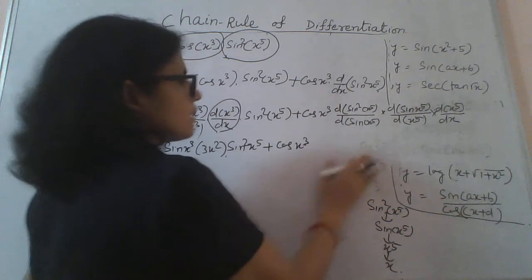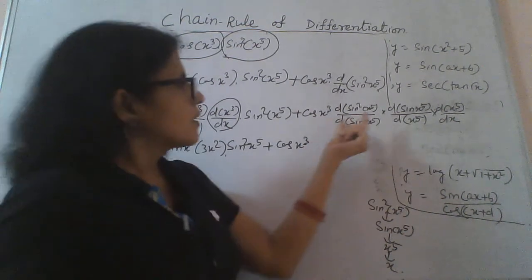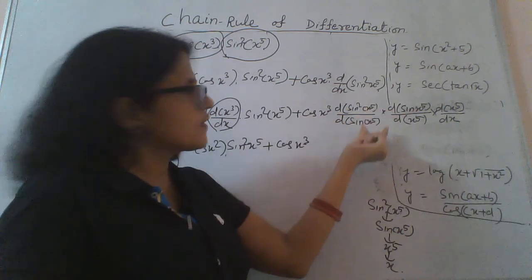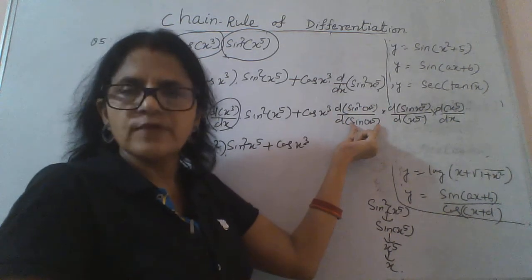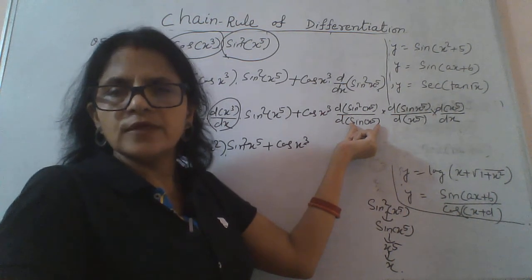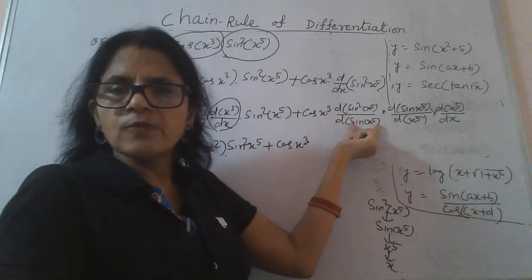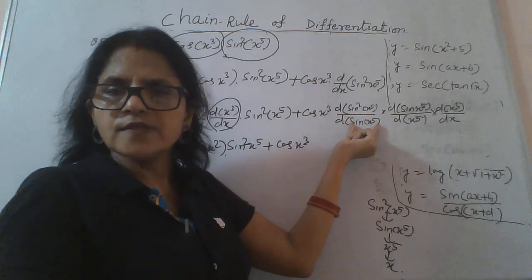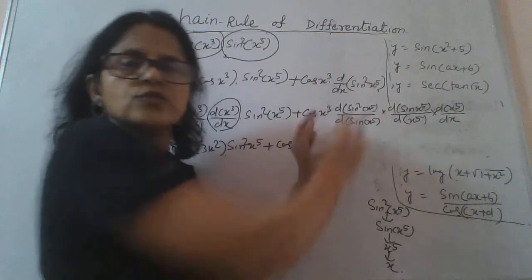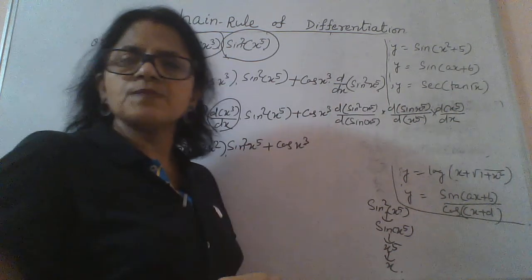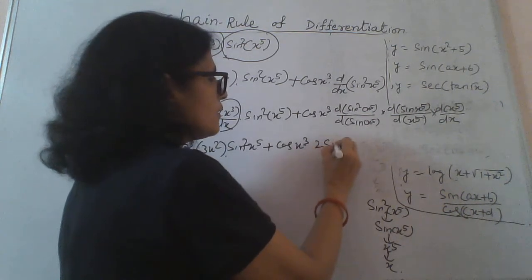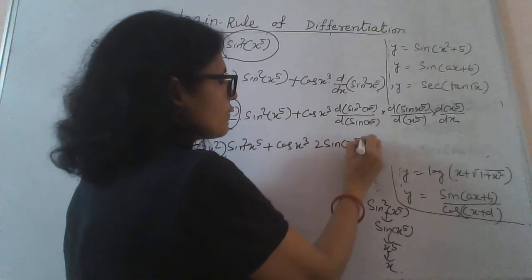Now you come to the derivative part. Now sin square x to the power 5 with respect to sin x to the power 5. Just like derivative of t square with respect to t is 2t, derivative of x square with respect to x is 2x. So derivative of sin square x to the power 5 with respect to sin x to the power 5 will be 2 sin x to the power 5.